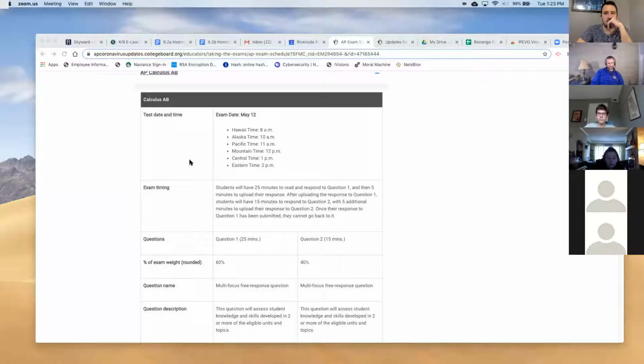Okay, and so this is the information that they're giving about the current state of the AP test. So the exam date is going to be on Tuesday, May 12th. So that's a week later than it was going to be. And it is going to be at Central Time, 1 p.m. Students will have 25 minutes to read and to respond to question 1, and then 5 minutes to upload their response. So that would include like taking a picture of your work and then submitting to the College Board website.